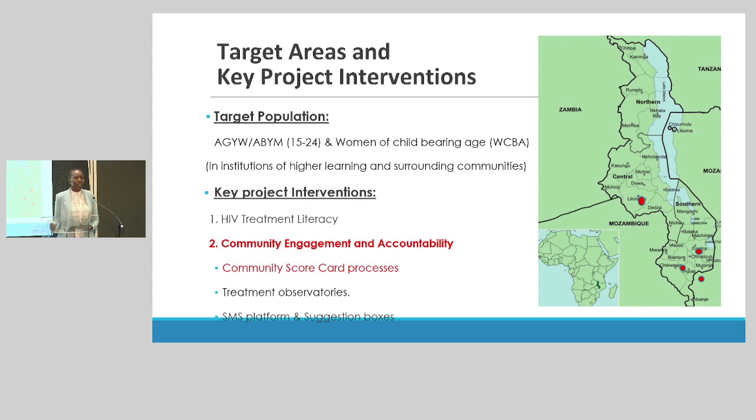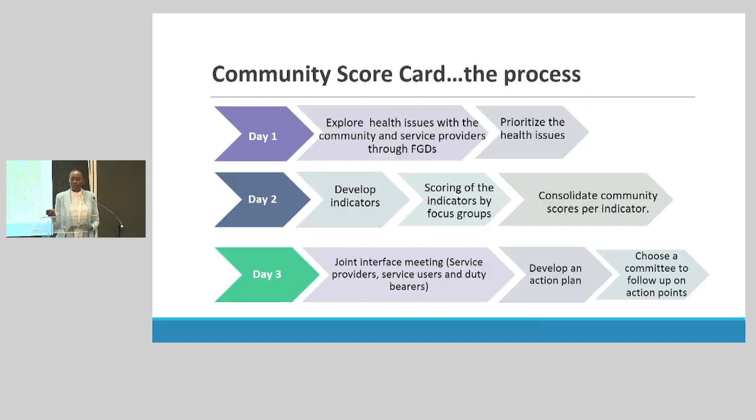We are in three districts, mainly targeting the youth, 15 to 24 years, and women of childbearing ages. So how are we engaging these youth? Mainly, we are doing community scorecards, which for Pamodzi, it takes 3 days to do the process, where firstly you put the target groups in groups, like focus group discussions, where they'll discuss various themes that are presumed to be of concern.